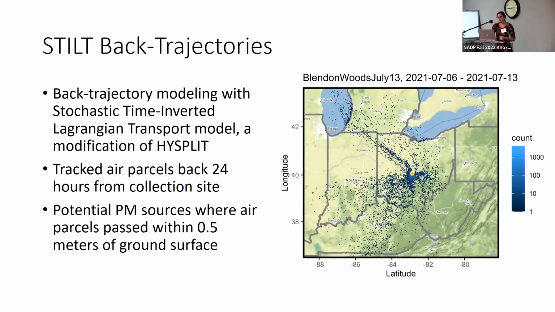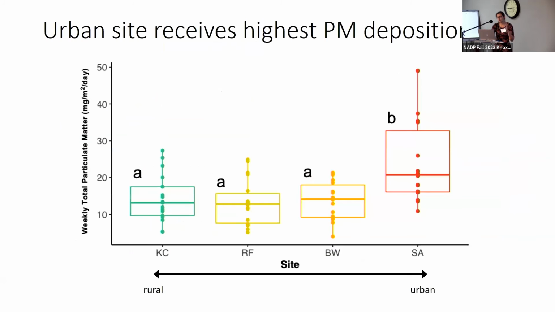To get into the results, what I want to start off with, and this is a robust finding from both summers and potentially not that surprising, is that the urban site receives the highest particulate matter deposition. What's interesting here, I think, is that it's a sharp drop-off between the urban site and the other sites. We're not seeing a gradient pattern. All of the suburban and rural sites are very similar.